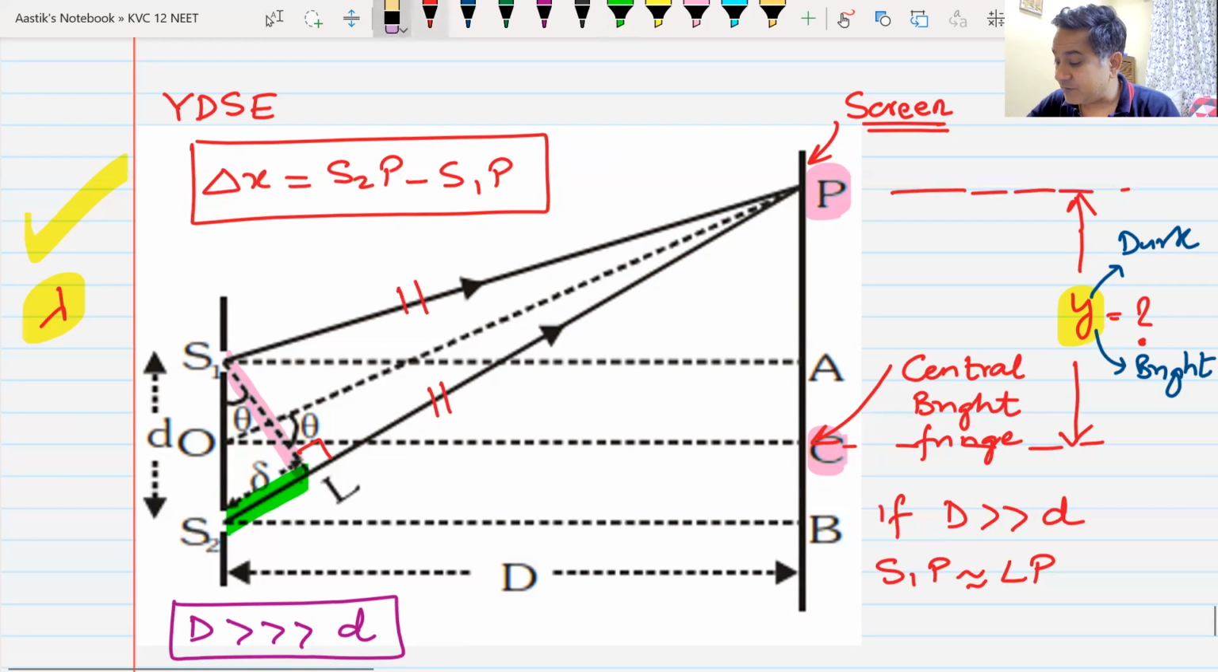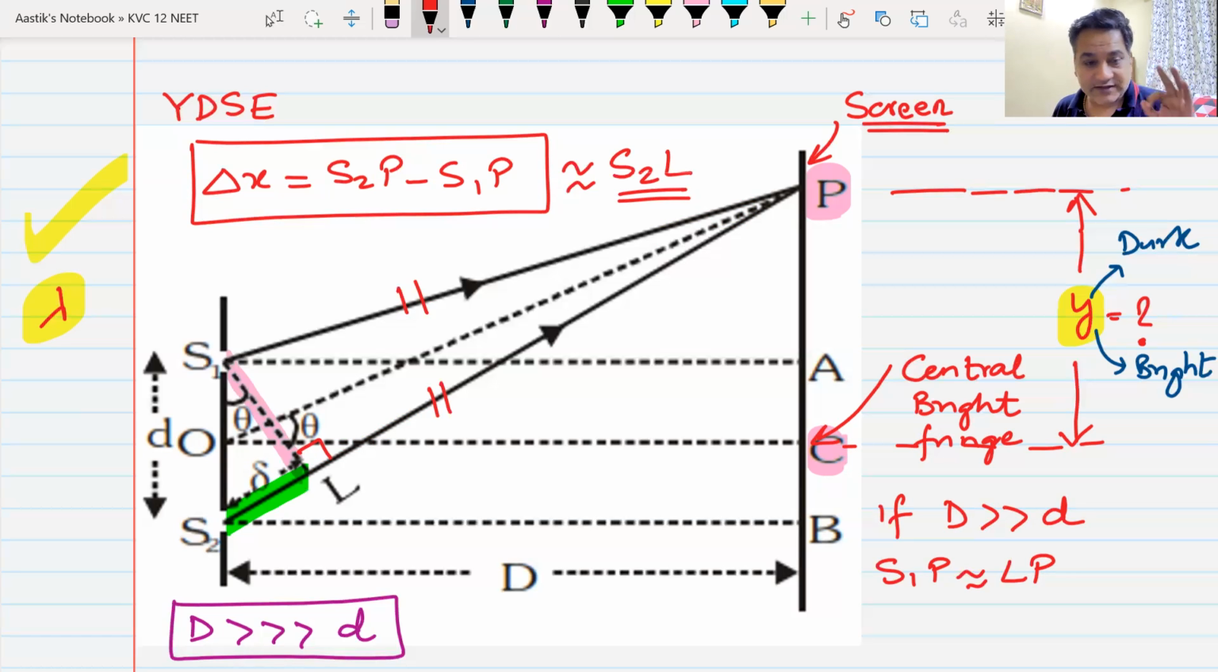Yes, sir. That is what you need to remember, that this path difference, which is actually equal to S2P minus S1P, can be taken approximately equal to S2L. Do we understand this? Yes, sir. Now, the value of this S2L, you can see that this is a right angle triangle. The value of this S2L is actually equal to d sine theta, where theta is this angle. Do we understand this? Yes, sir.